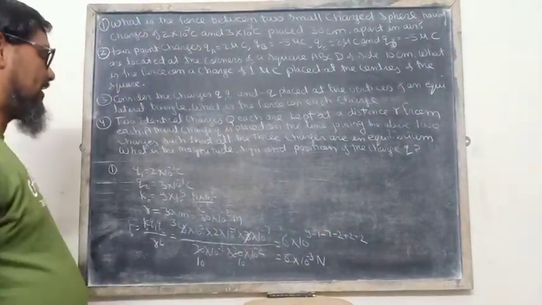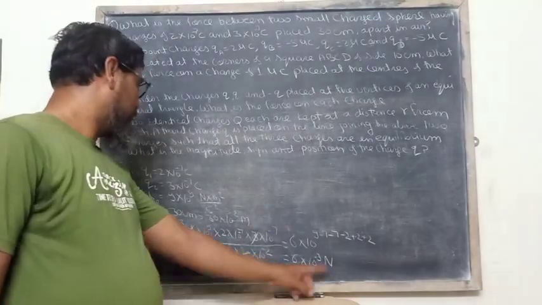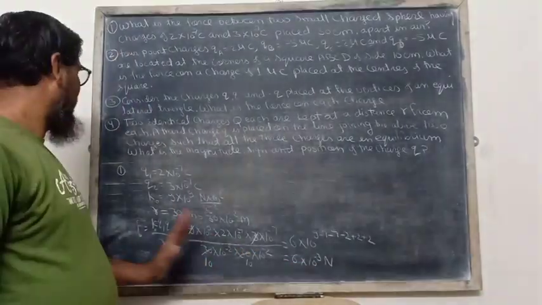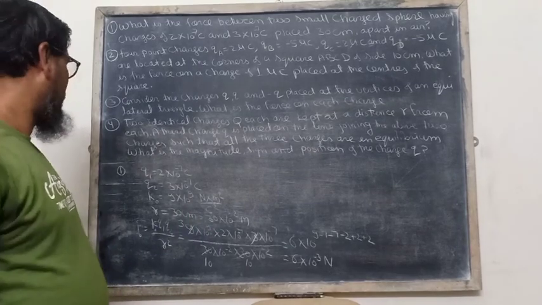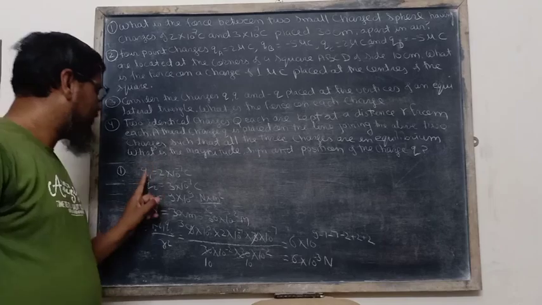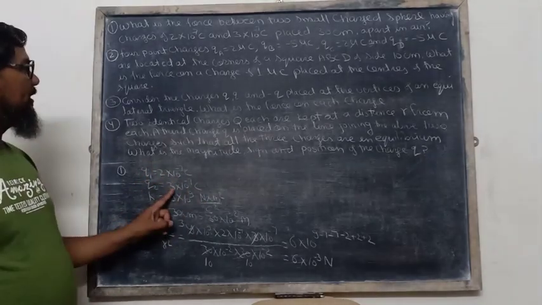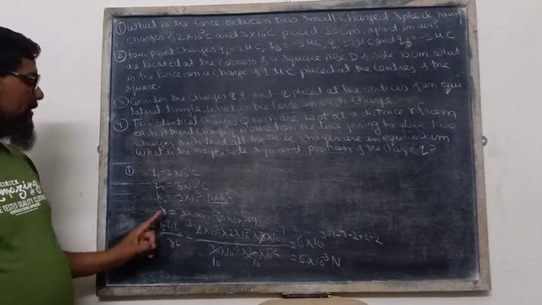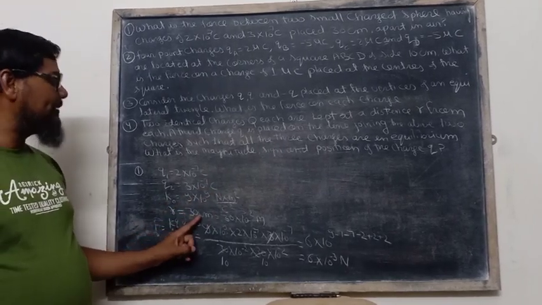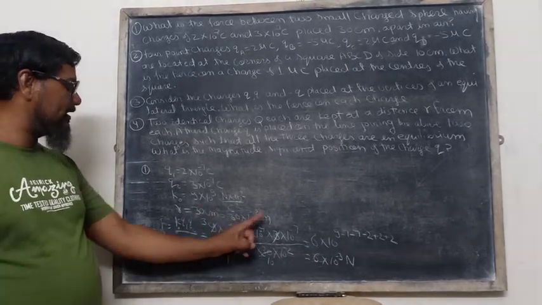So 6 into 10 raised to the power minus 3 Newton. This is the value and solution of the question number 1. And again I am repeating, Q1 is equal to 2 into 10 raised to the power minus 7 coulomb. Q2 is equal to 3 into 10 raised to the power minus 7 coulomb, are placed at 30 centimeter apart, and we can convert it into meters. So 30 into 10 raised to the power minus 2 meter.